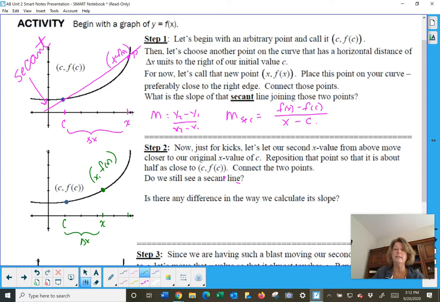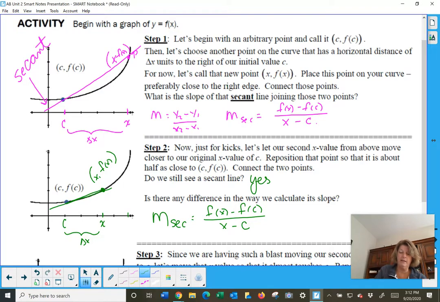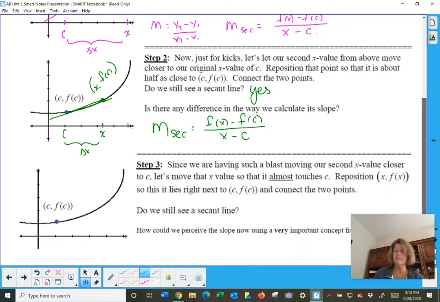And now, draw that secant line in. What would the secant line slope be? Well, the secant slope would be f of x minus f of c divided by x minus c. Do we still see a secant line? Yes, indeed we do. Secant lines are lines that connect 2 points.